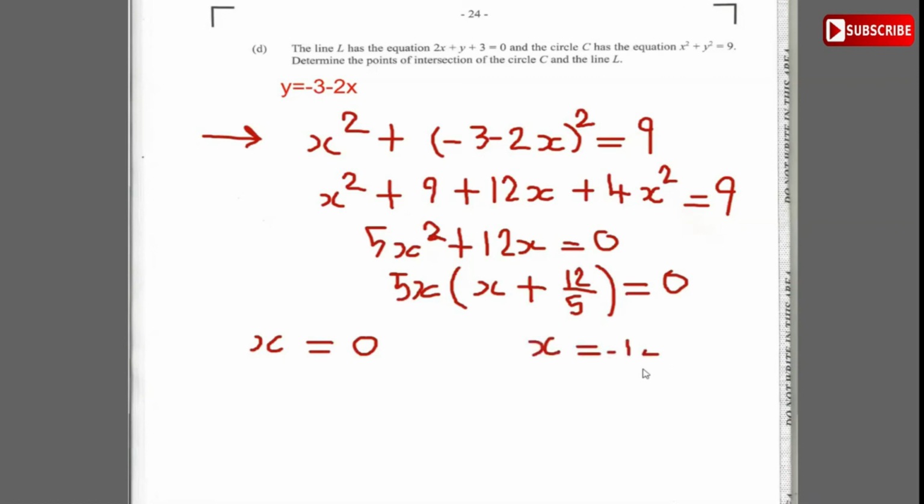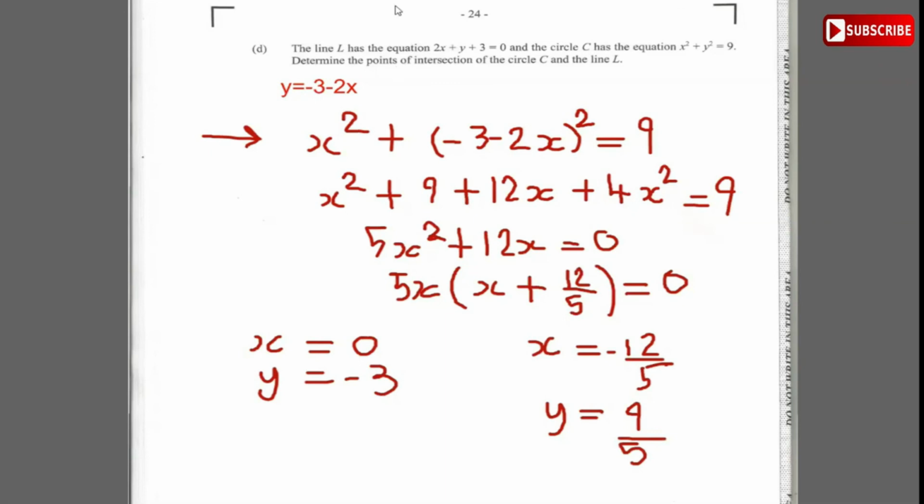Now, since we have x, we can just find y by plugging x into the line equation. So y is minus 3 minus 0, that's just minus 3, so y is minus 3. And then for x equals negative 12 over 5, we get minus 3 minus 2 times negative 12 over 5. That's positive 9 over 5. All right, nice.